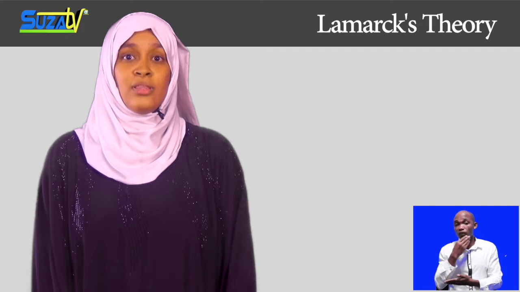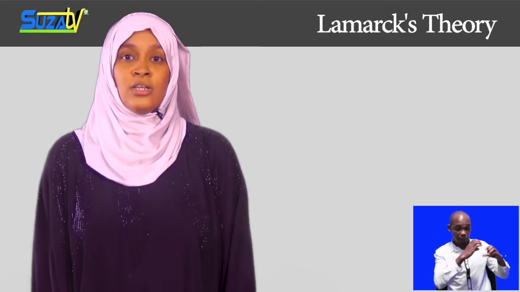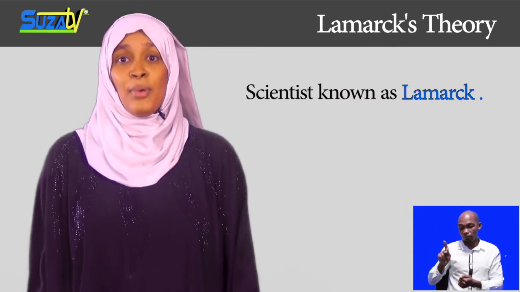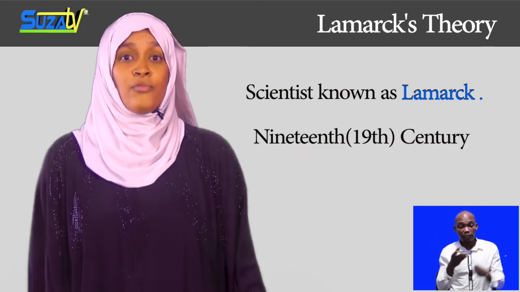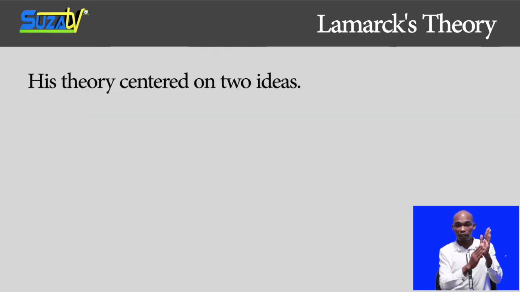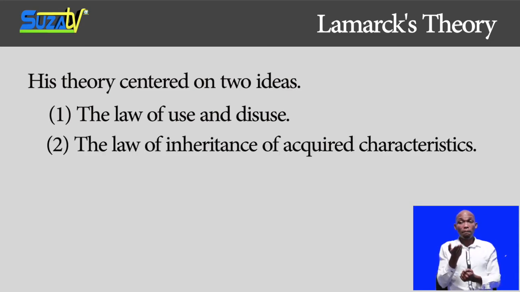Apart from Darwin, there is another scientist who developed a theory of evolution. This scientist is known as Lamarck. Lamarck developed an alternative theory at the beginning of the 19th century. His theory centered on two ideas. First idea is the law of use and disuse, and second idea is the law of inheritance of acquired characteristics.